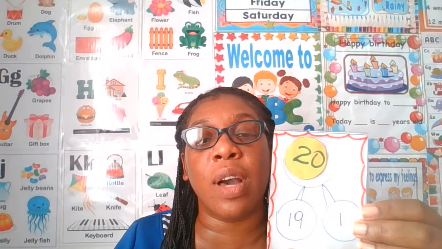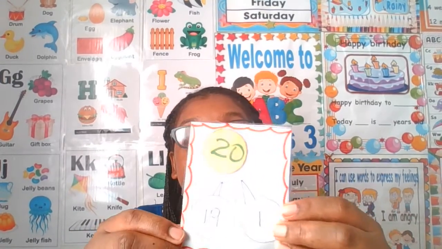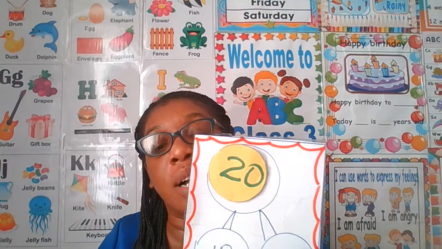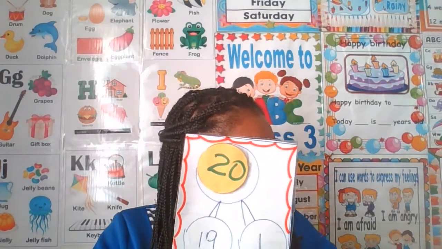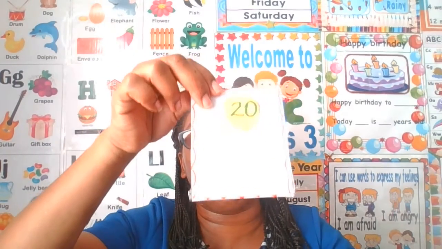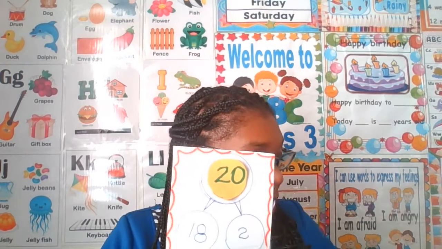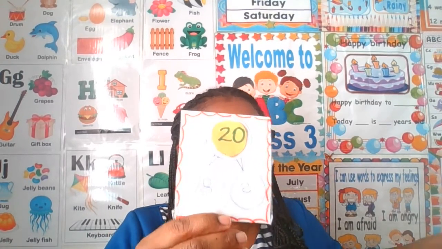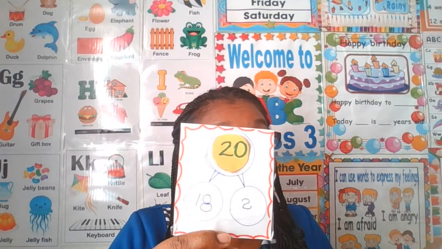Okay, boys and girls. Now I'm going to let Eliana tell me, 19 plus 1 is equal to? 20. All right, Eliana, you can have this one. 18 plus 2 is equal to? 20. Jaslyn, 18 plus 2 is equal to? 20. All right, number bond.